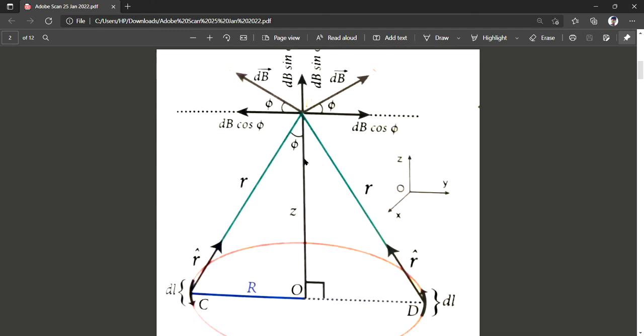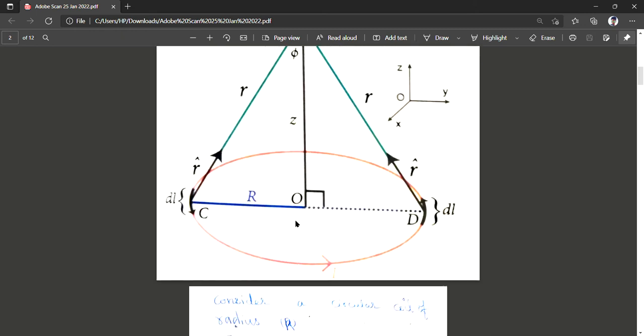So what is the distance of PO? Z. So let us consider a circular coil. Let R be the radius of the coil, and I the current flowing through the coil. P is a point on the axis of the circular coil at a distance Z from the center of the coil O. The coil is considered by taking two diametrically opposite line elements of the coil, each of length dl, at C and D.